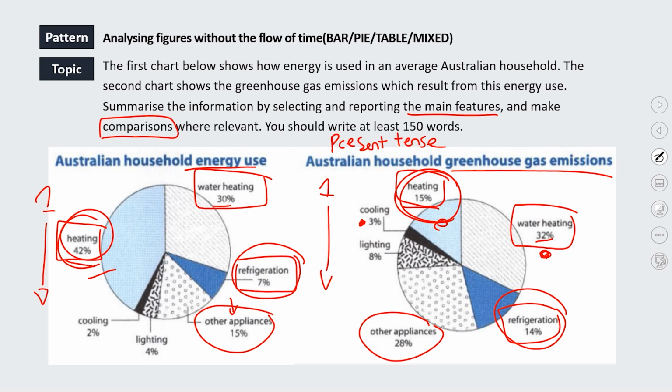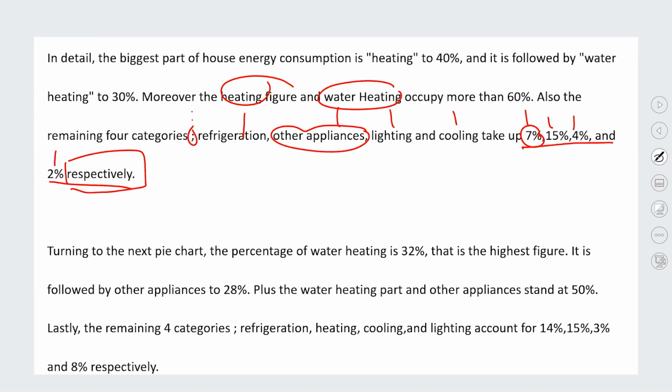Okay, and then maybe you could then compare the ones that are quite similar. So you could say cooling remains the smallest in both the graphs. Water heating remains about equal in both graphs. Okay, so that would be another comparison.